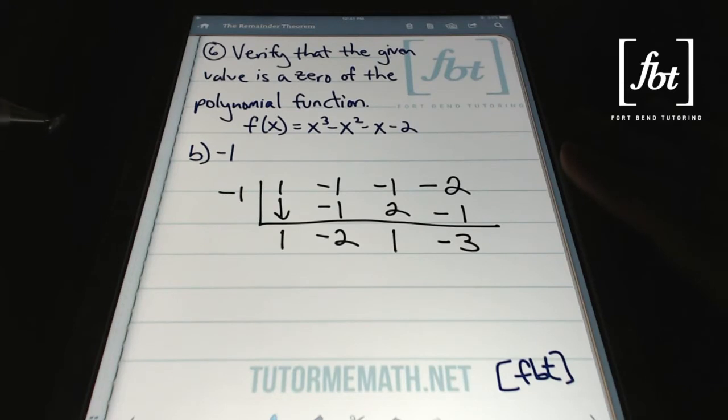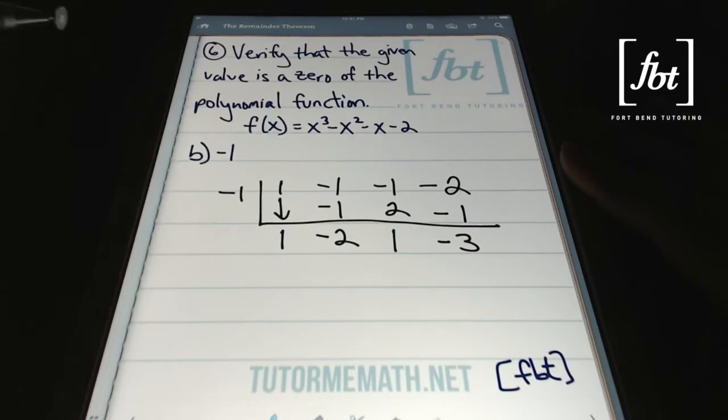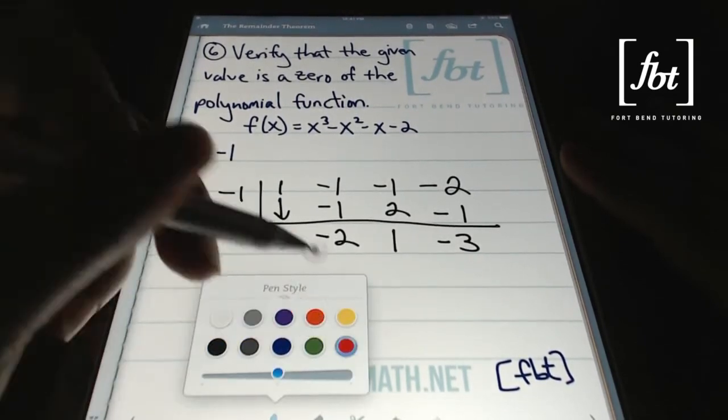You want this value to be equal to 0, ladies and gentlemen, and it is not. It's a -3. I'm looking at it right here. There you go with -3. And that means that this is not a 0.